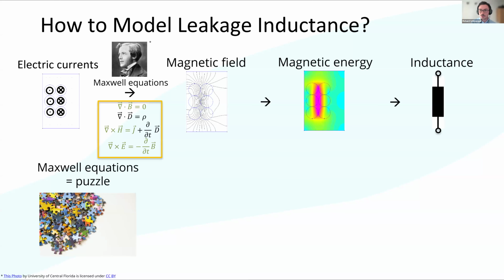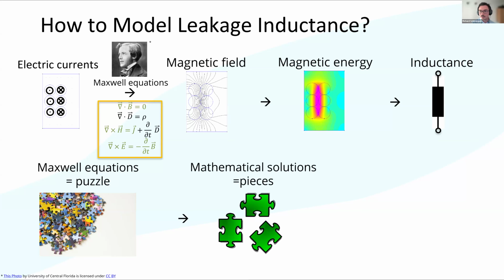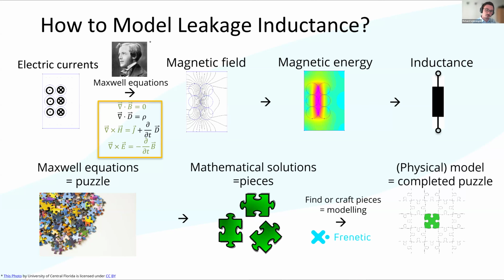So if you want, you could use the metaphor of seeing Maxwell's equation as the puzzle. The pieces of this puzzle would be the mathematical solutions. Then finding or crafting those pieces would be the modeling process, which we do at Frenetic at the research and development section. And in the end, when we puzzle those pieces together, we get the completed puzzle, which in our case resembles the physical model.